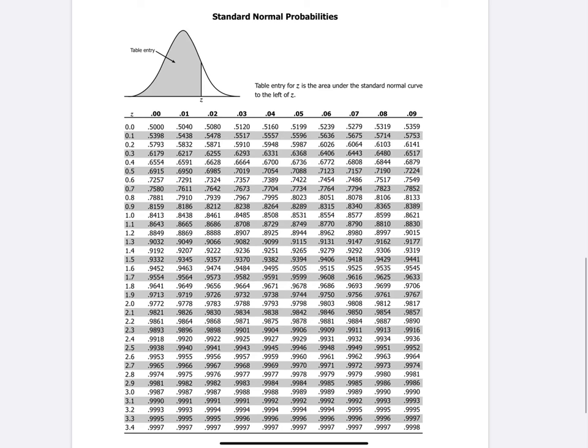So we were looking at 0.24. So you go to row 0.2, which is this row, and then you look under column 0.04. What you get is this value, which is 0.5948. So the probability that z is less than or equal to 0.24 is, according to the table, 0.5948.